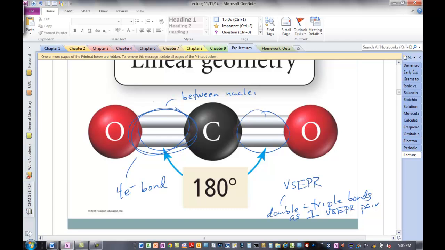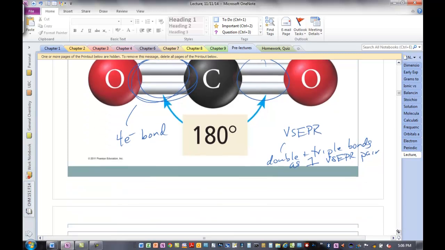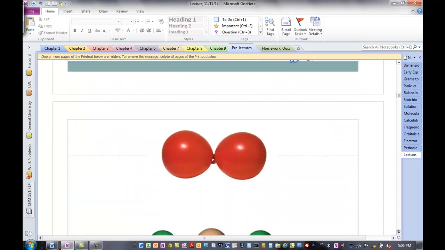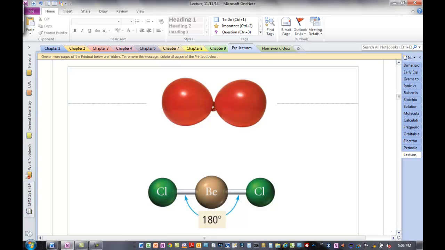So we would just count this as 1 VSEPR pair, 2 VSEPR pairs. We would say linear geometry, linear electron pair geometry. Okay, so we're going to count double bonds, triple bonds the same. What's kind of interesting is if you take 2 balloons and you tie them together, they will naturally adopt a linear arrangement. Okay, so you will see in the book it keeps showing these balloons, and it's because 2 balloons together will naturally adopt a linear arrangement.